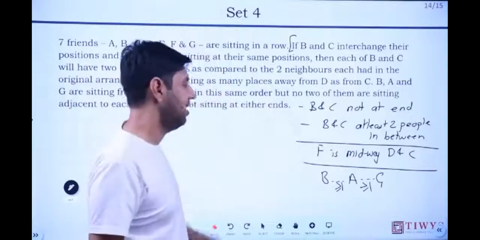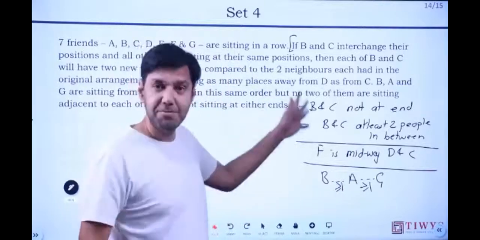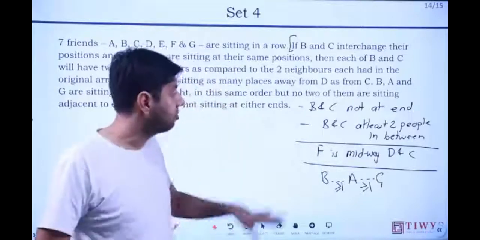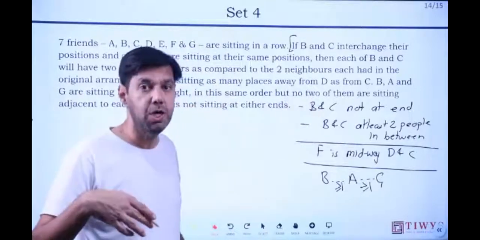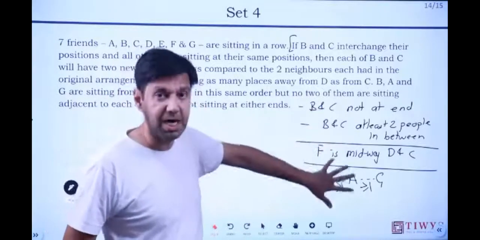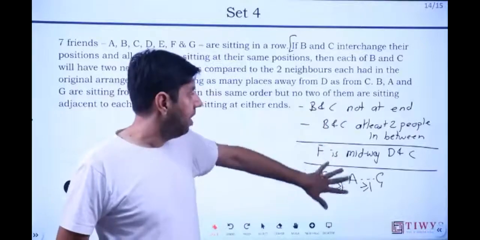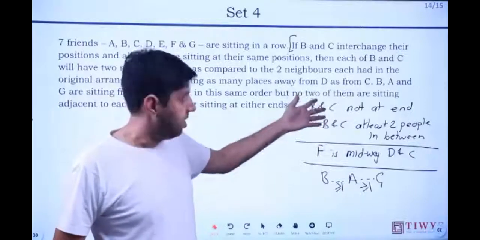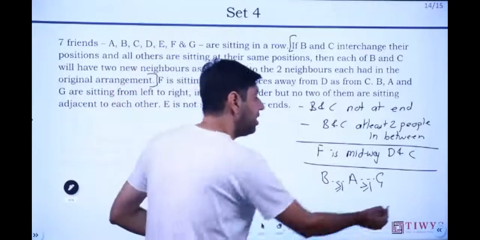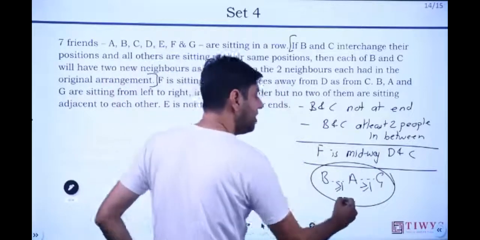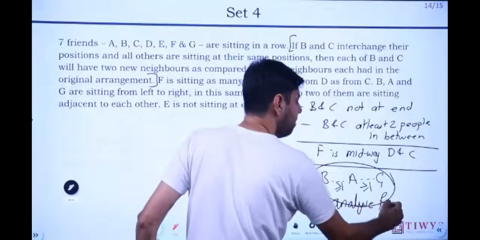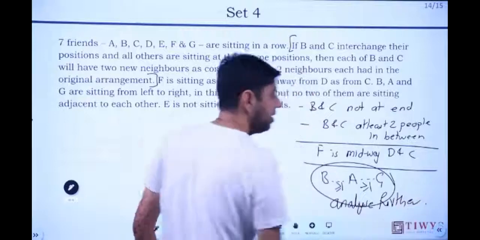E is not at the end. There is no absolute position. You don't know where you start. So this set is tough also because you don't know. So now what do you learn? The process I said. When you have no start, there are a lot of possibilities. Midway, nothing helps. E not at the end. The only thing is this. So analyze it further, students. Analyze further and you will be shocked how easy it gets.